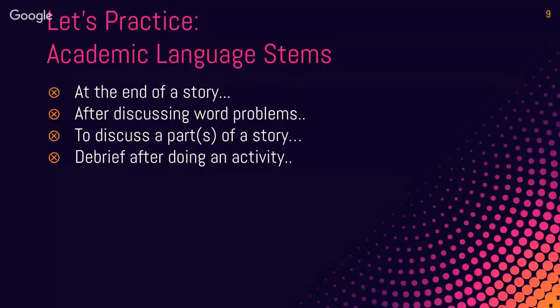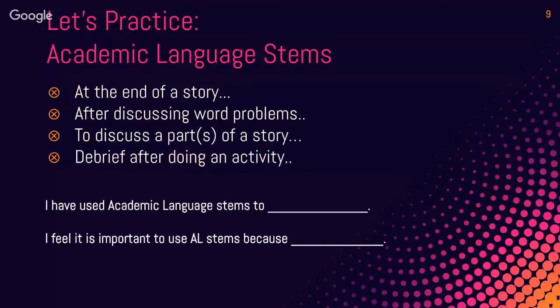So some practice that you can do. Let's practice using the academic language stems. So maybe at the end of the story, what did you like about the story? What did you like about the character of the story? So those kinds of responses that you can have for the end of the story. After discussing word problems, what gave you difficulty? What was the hardest part of the problem? The hardest part of the problem for me was blank because blank. So discussing different parts of the story, and then debriefing after doing an activity. And we're going to get to do that today after each of the strategies. So some starters that you could use to get them thinking.